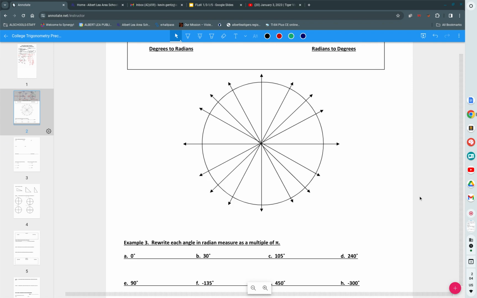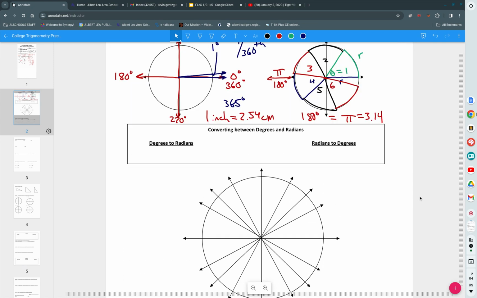Wait, can you go back up again, please? Thank you. Okay. Is this what we're memorizing? Aren't we supposed to memorize this?